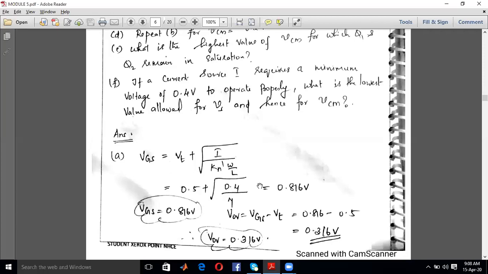So any doubt in this particular portion, first part of the question? That is, you have to study this particular formula for finding the gate source voltage of a differential amplifier working in common mode operation. Okay, once you get that particular value, you can subtract this VT value from VGS in order to get the exact value of the overdrive voltage. Any doubt in this first portion?